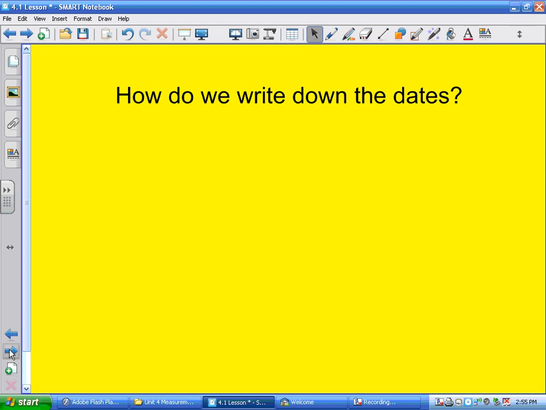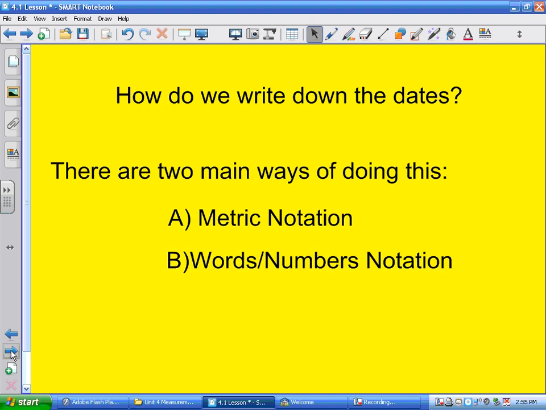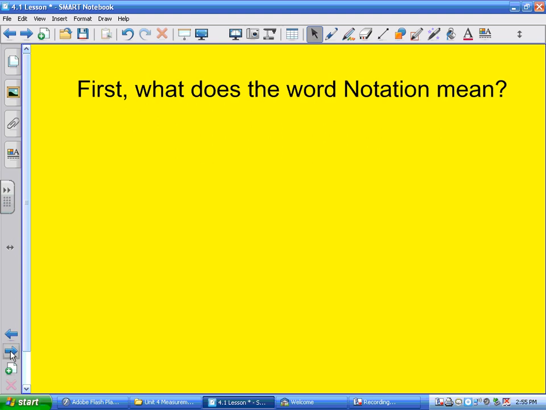So what we need to do is to be able to write these dates down. Now, there are two main ways of doing this. The first way is called metric notation. The second way is by words and what's called numbers notation. Now, what does the word notation mean first? Anybody have any guesses? Cole?